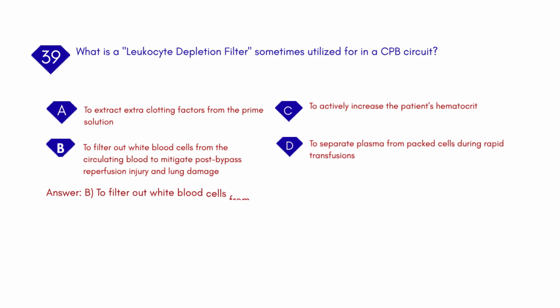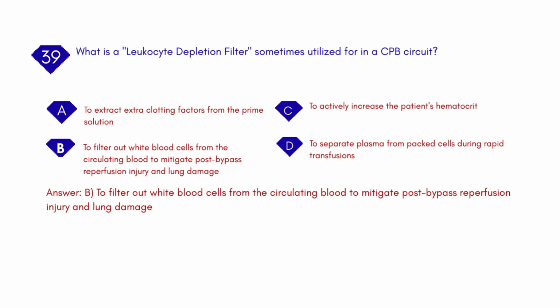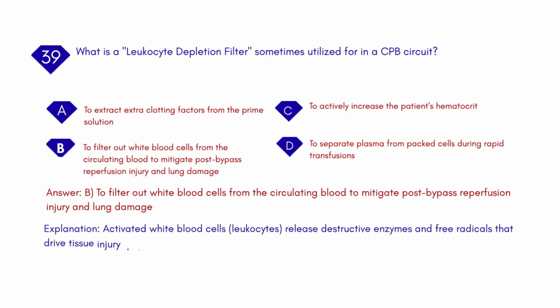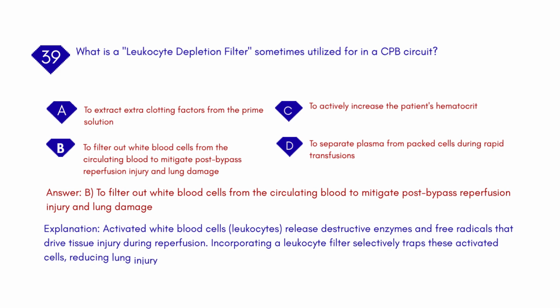Answer: B. To filter out white blood cells from the circulating blood to mitigate post-bypass reperfusion injury and lung damage. Explanation: activated white blood cells, leukocytes, release destructive enzymes and free radicals that drive tissue injury during reperfusion. Incorporating a leukocyte filter selectively traps these activated cells, reducing lung injury and total body inflammation.